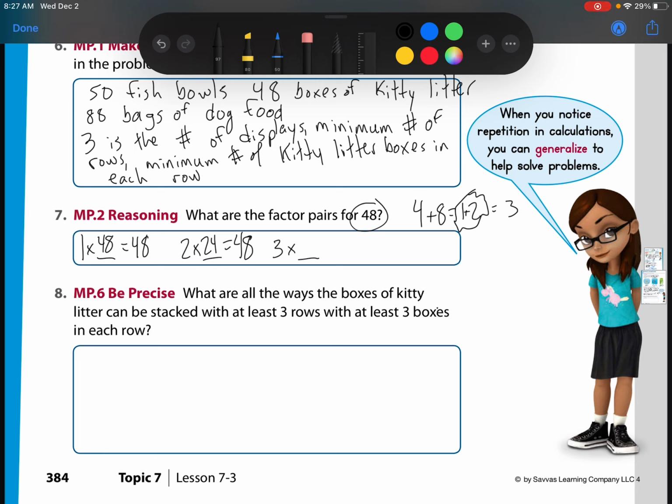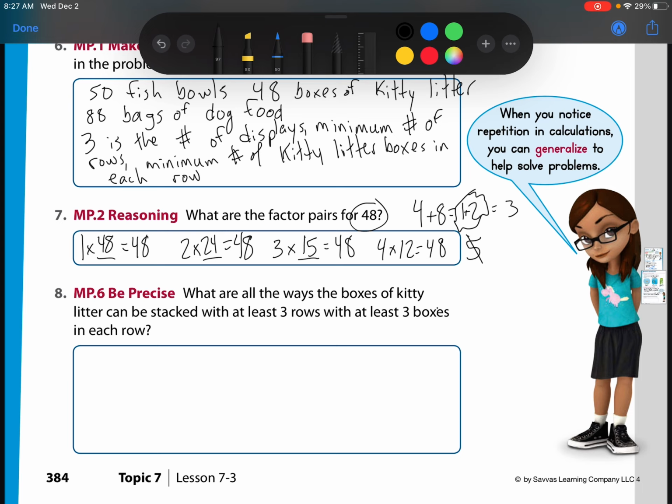So yeah, now I just need to figure it out. So I can count by 3. 3, 6, 9. Or I know 3 times 15 is 45. So one more group would be 16, which would be 48. Now, what about 4? Well, I know 4 times 12 equals 48.